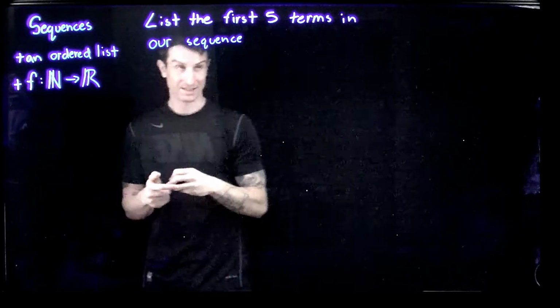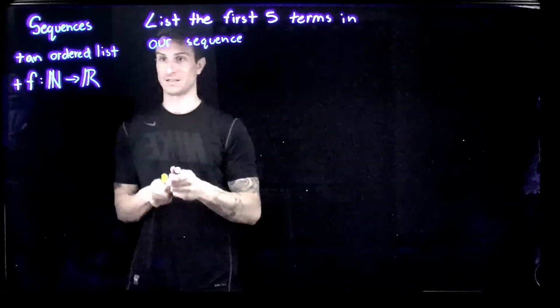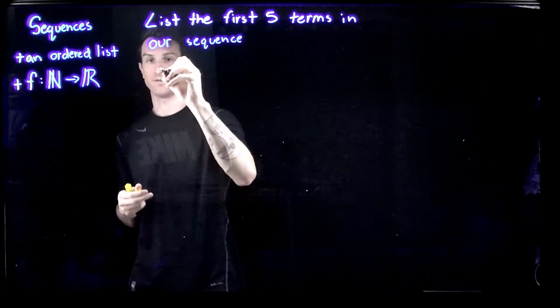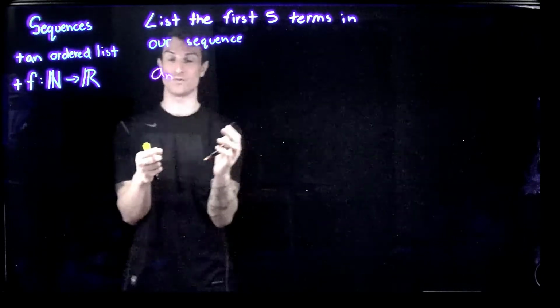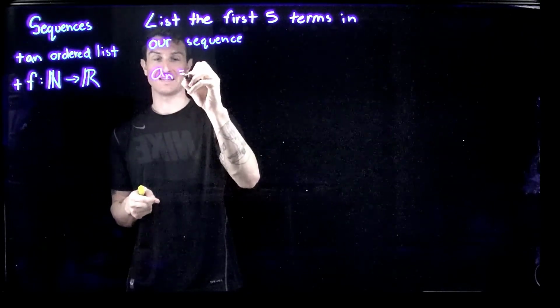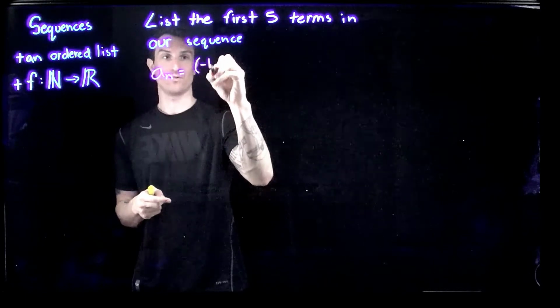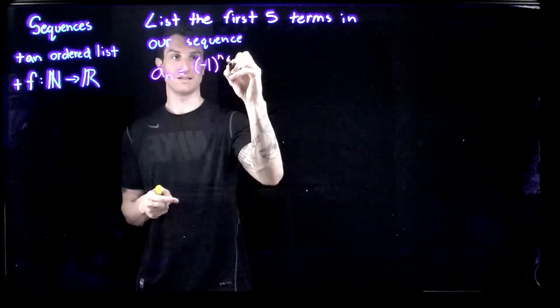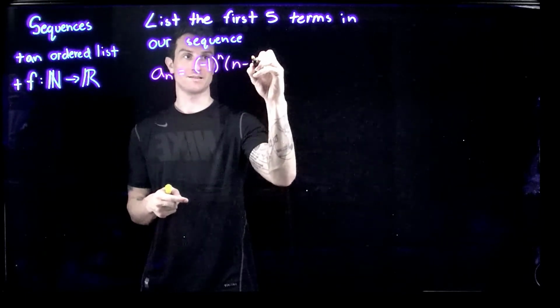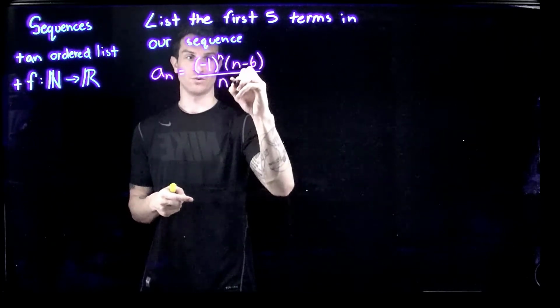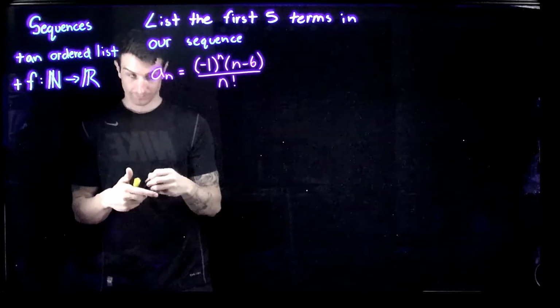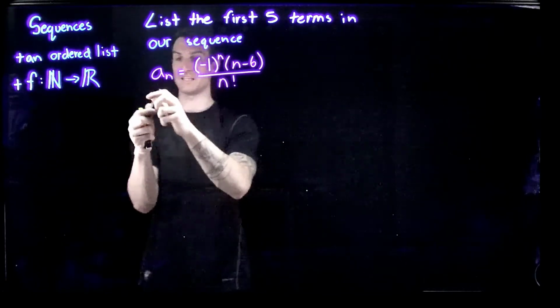The sequence that I'm going to give you is going to be in the form of a sub n. So a sub n is known as the general term. It can be any of the terms in the sequence, but we're going to say this is equal to -1 raised to the n, times n minus 6, all divided by n factorial. So this is known as the general term.